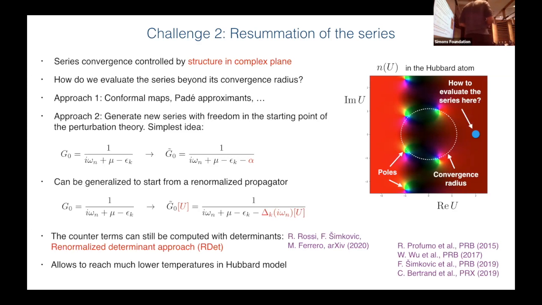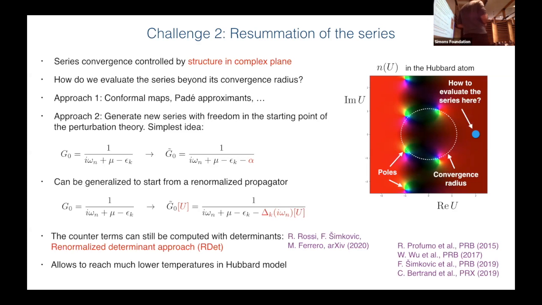The simplest one, and this is the first thing we tried, was to shift, if you want, the chemical potential with an artificial alpha here. And then you need to compensate for that shift in your perturbation theory. So there are more diagrams that you need to take out to compensate for that shift. But in doing so, you change the structure of your function in the complex plane, and you can improve quite a bit.